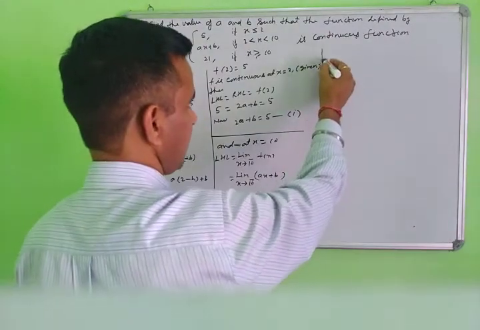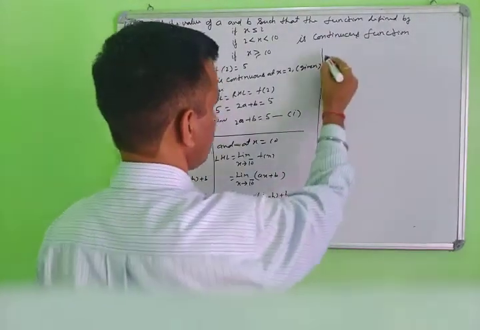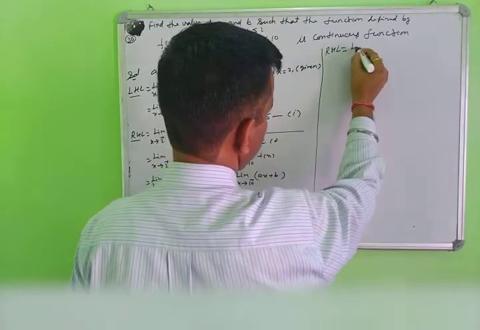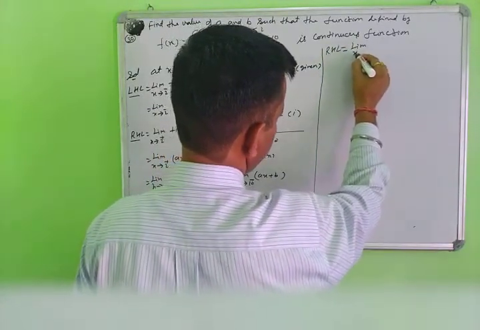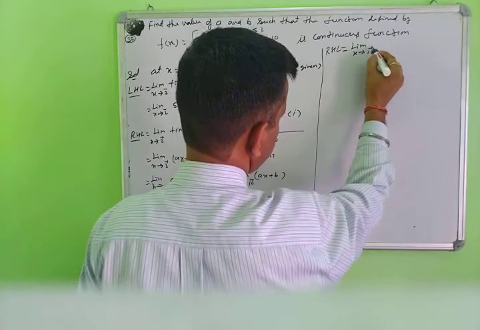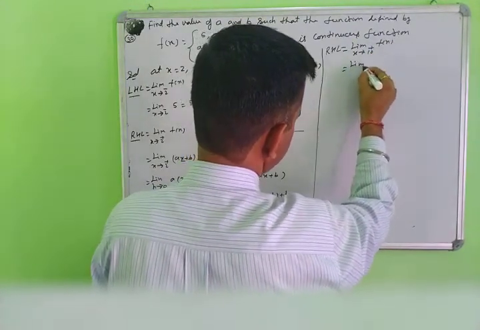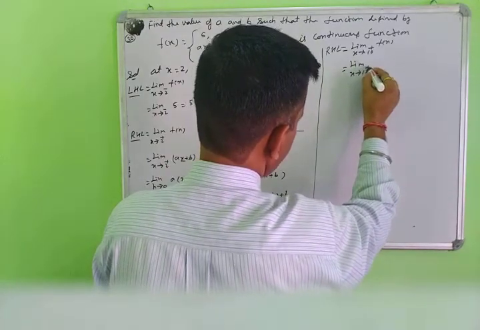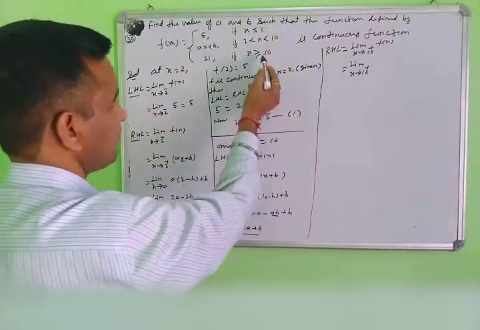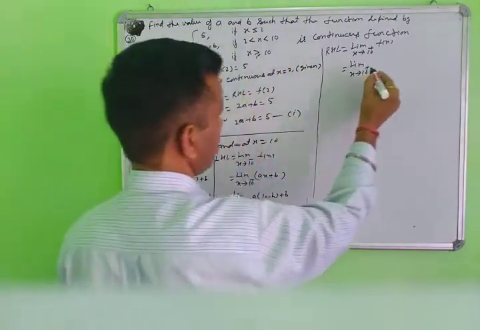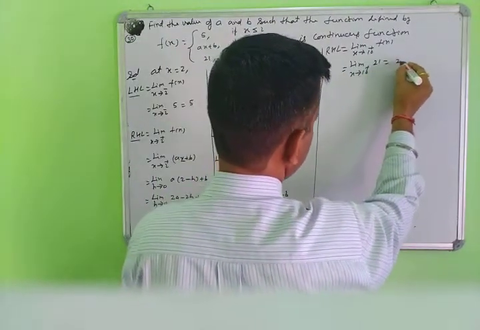Similarly, we find the RHL: limit as x tends to 10 from the right side of the function. The right side means more than 10. The function on the more than side is 21. So this will become 21.